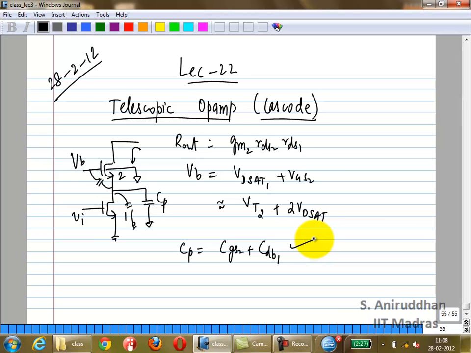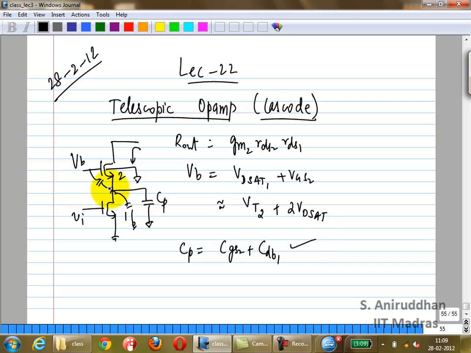We know that a lot of things happen with respect to frequency. So for now we'll ignore it, but you need to keep this in mind always. For example, we have assumed that the impedance here is rds1, but as frequency increases, we know that capacitance will have an effect and so on.